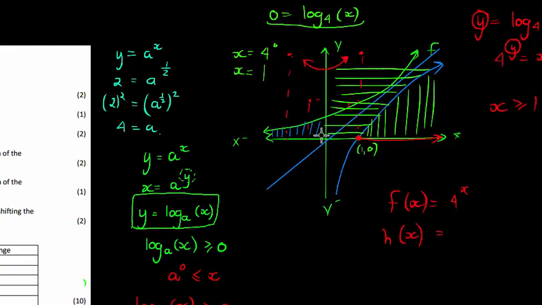What do we do then? What should get a negative? A reflection will always cause something to become negative. Well, not always, but a reflection in x and y, one of them will get a negative. Which one? I think we're going to say the function of h of x is going to be minus 4 to the power of x.